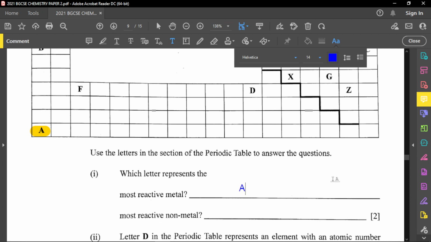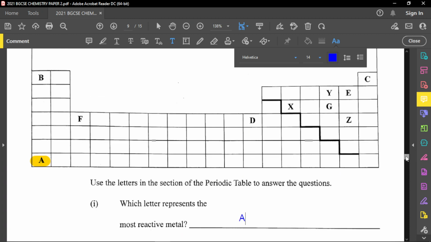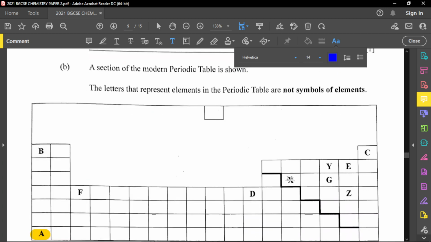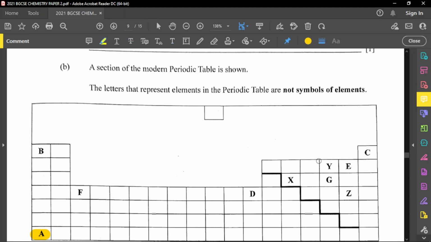Now, the most reactive non-metal. Let's go to the non-metallic side right here. On the non-metallic side, we're going to include X, Y, G, E, and Z, right? Out of all of them, again, the one with the smallest atomic radius will be the most reactive one. This one here is E. So it's on top this time. Notice the difference. Way down in the bottom is for metal. Way up top is for non-metal.